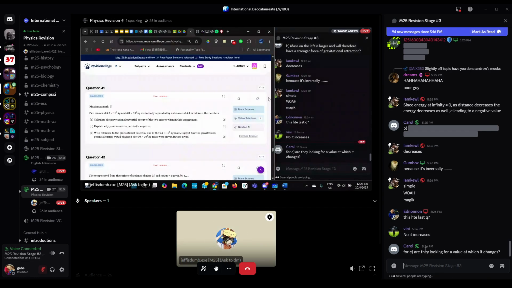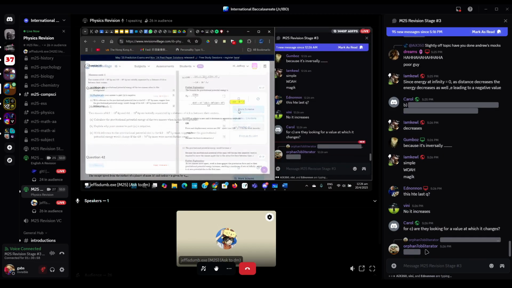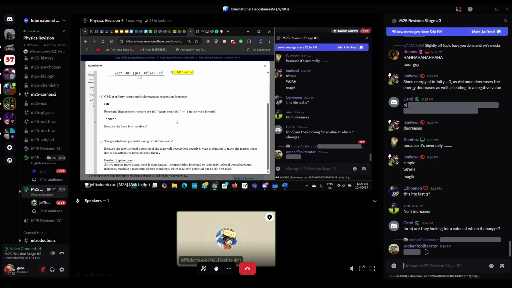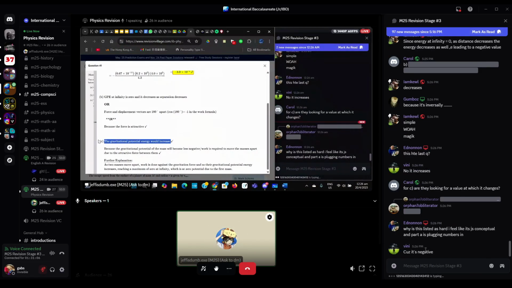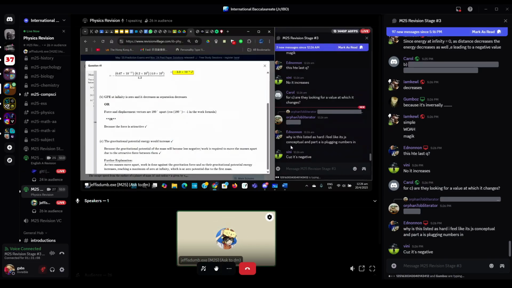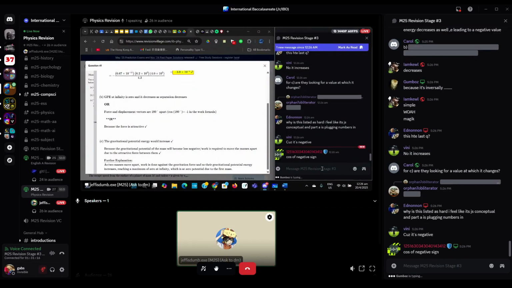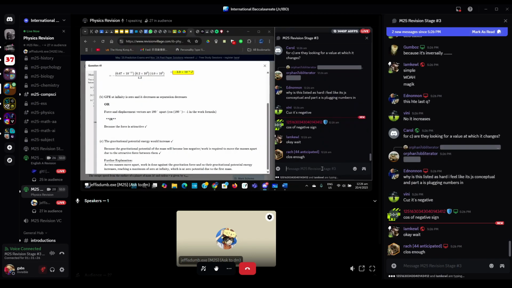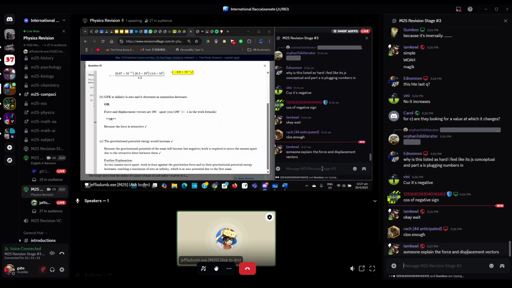I'll focus on part C because that's where most people got it wrong. So the gravitational potential will increase because, yes Vinny, you're right. You need to realize that if the potential is negative, then when you increase the r, the potential becomes less negative. So the change in potential is actually positive.